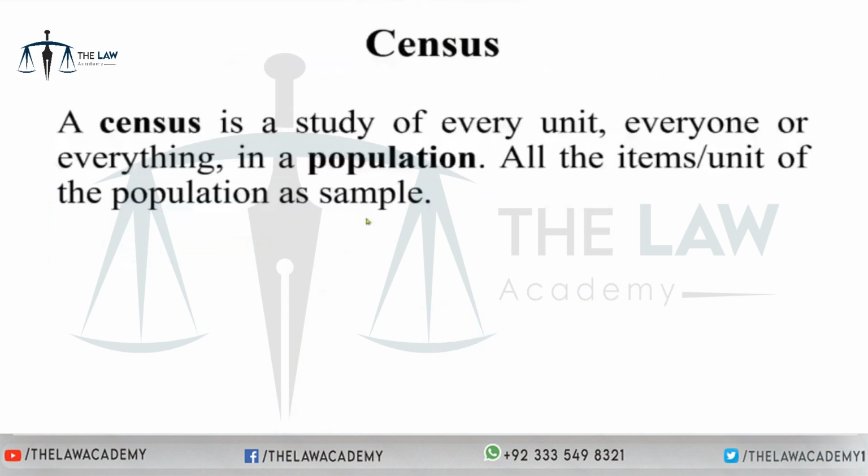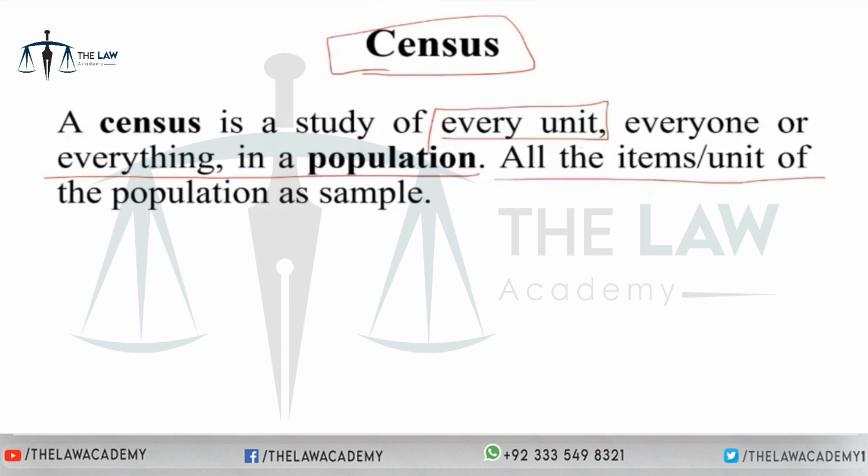Then you have the census. Census is when you are collecting data from everybody, all the population. A census is a study of every unit. Everyone and everything in a population is included. All the items or units of the population are sampled. For example, if the population is 500 people, you're going to collect data from all 500. This is going to be a census.